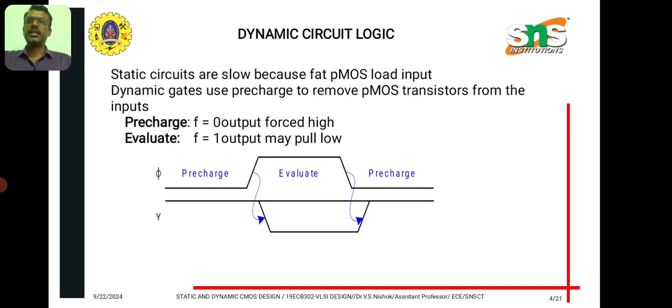In the dynamic circuit, we have two modes of operation, called pre-charge mode and evaluation mode. In the pre-charge mode, the clock signal will be equal to 0, so that it makes the PMOS transistor on and the NMOS transistor off. Similarly, in the evaluate mode, when the clock turns equal to 1, the PMOS transistor switches off and the NMOS transistor switches on. So this is the case for the two different modes of operation.